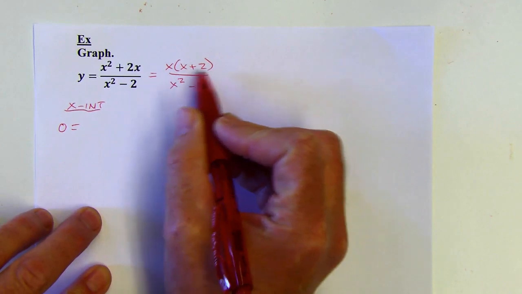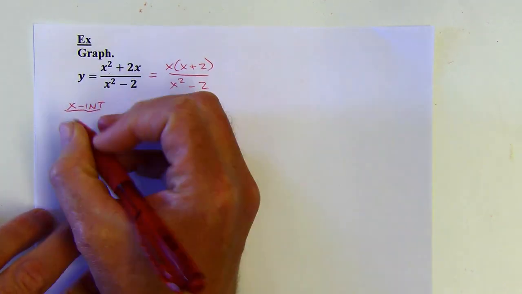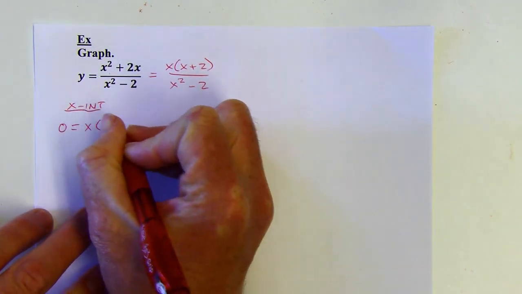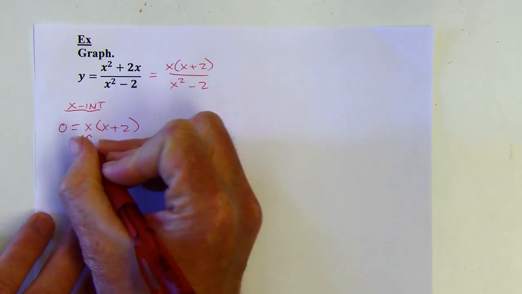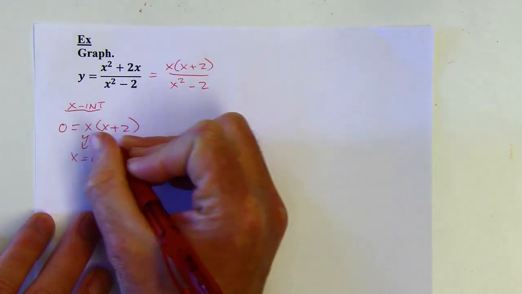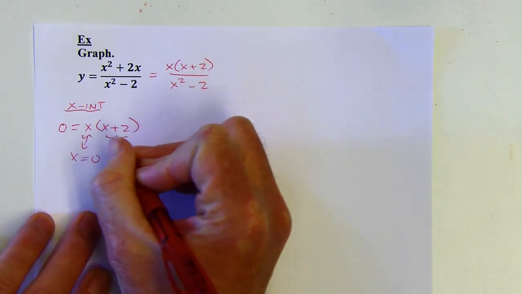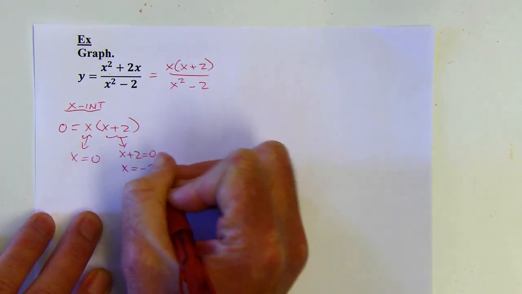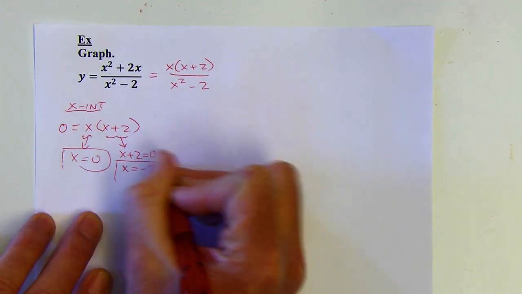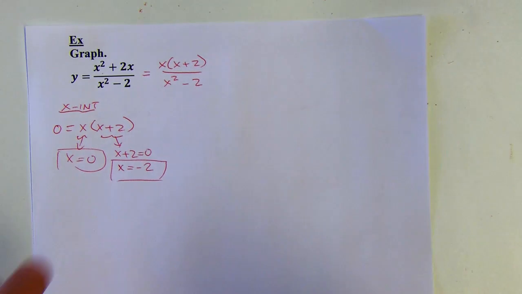So I can choose if I want the factored and non-factored version. I'd rather use the factored one here because it's already set up for the zero product property. So then either x equals 0 or x plus 2 equals 0, which means x equals -2. So there's my x-intercepts.